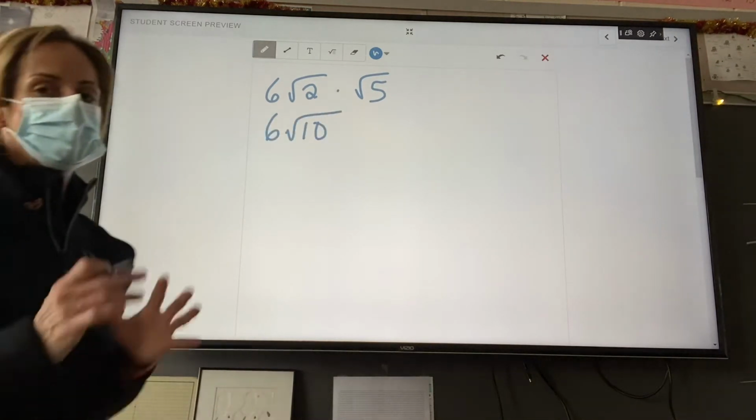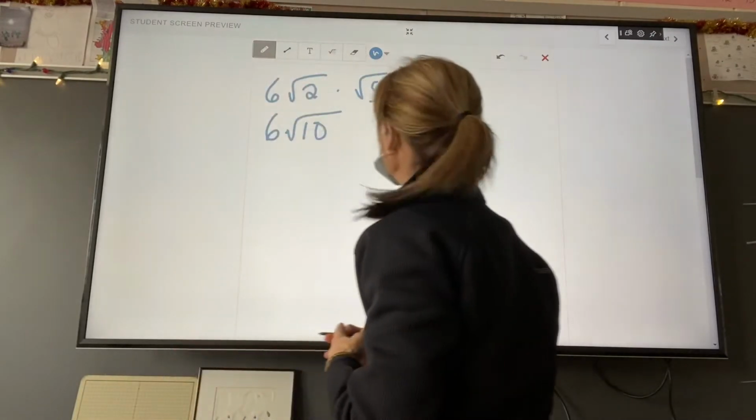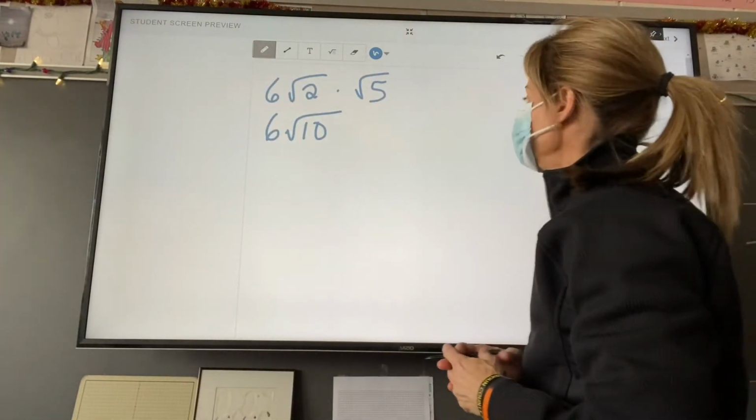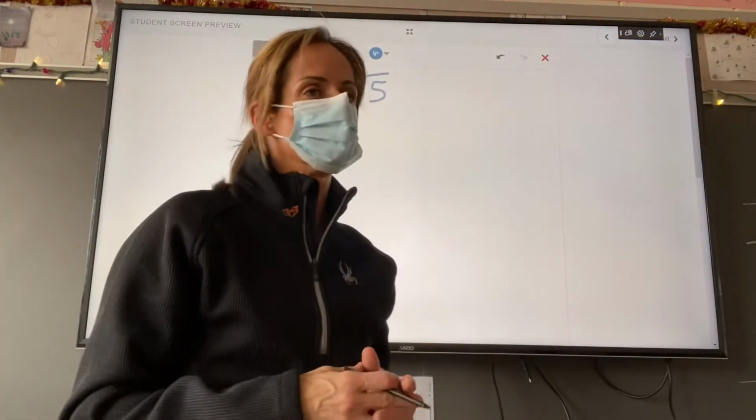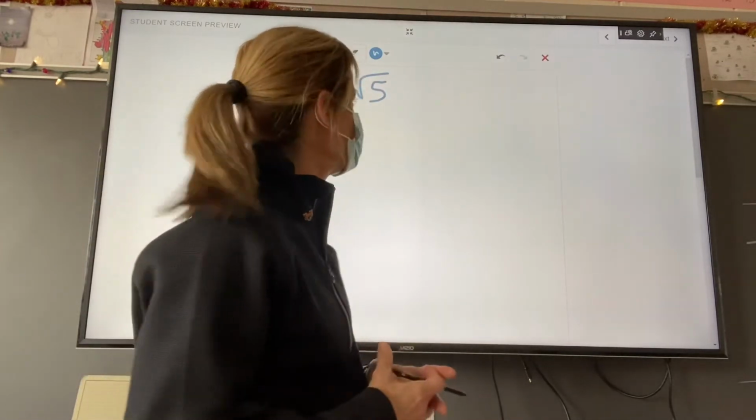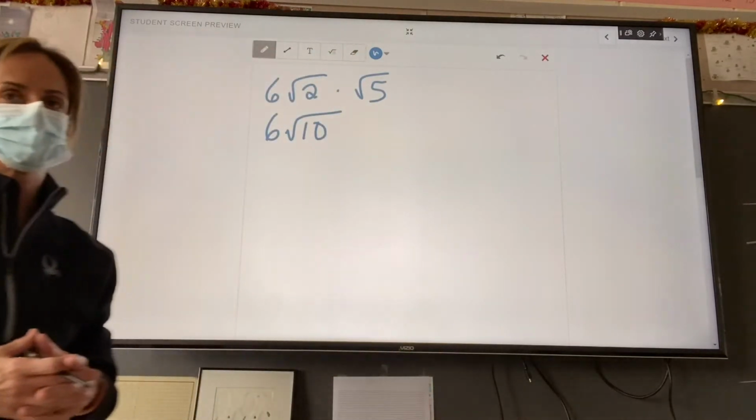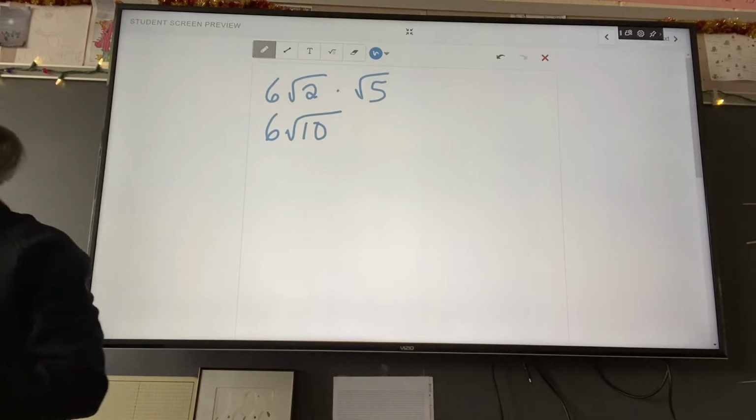Now, does 10 have any perfect square factors? 2 times 2 is 4. 3 times 3 is 9. Do 4 or 9 go into 10 evenly? No. Then we're done.